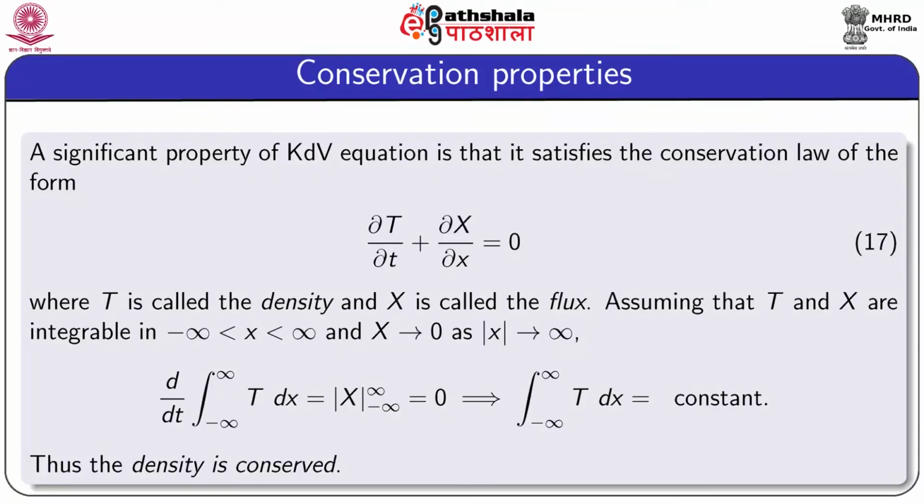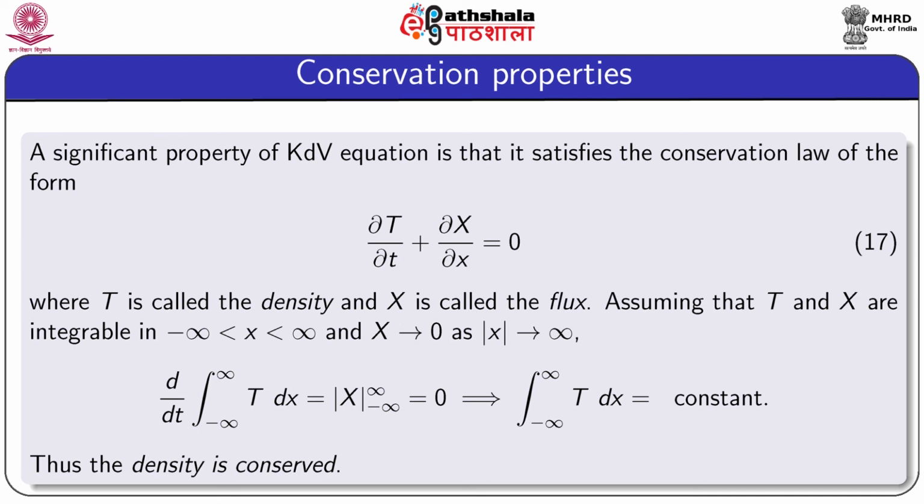Now, we are going to the slide presentation. An equation is said to be in conservative form if it can be written in the form given in equation number 17. That means, if it can be written as del T by del t plus del X by del x equals 0, where capital T is called the density and capital X is called the flux.